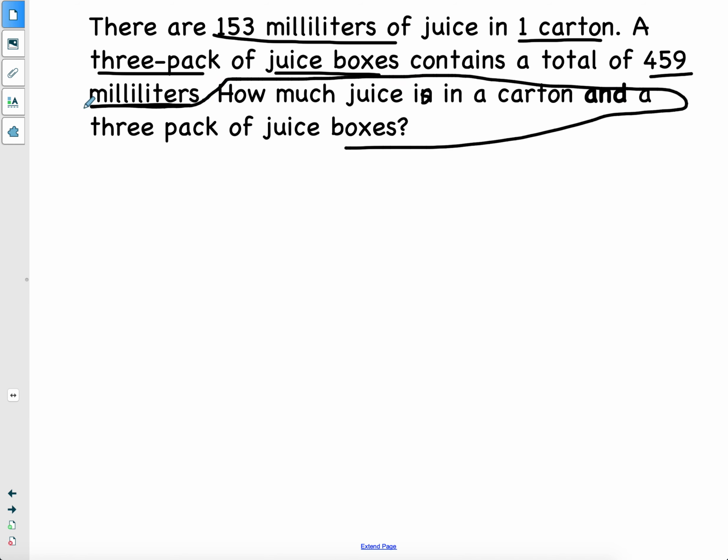So what operation are we doing? Are we adding or subtracting if we want to know how much juice is in a carton and the 3-pack of juice boxes?